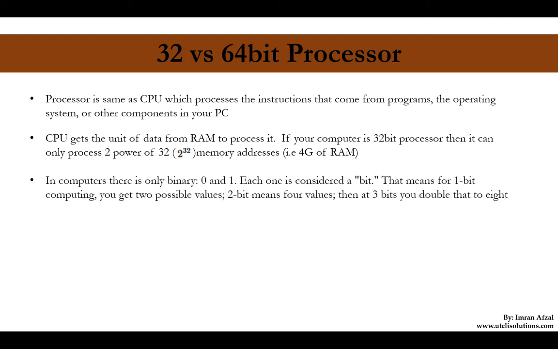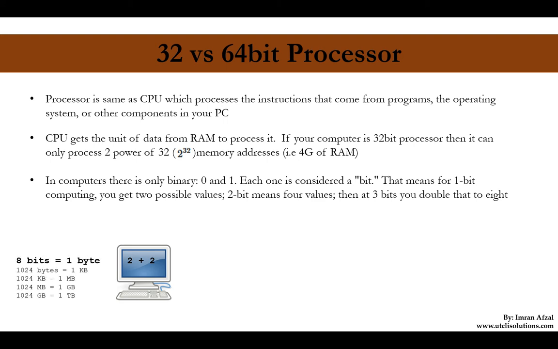All right. Now, in computers, there is only binary. We know that. It's only 0 and 1. Each one is considered a bit. That means for 1 bit computing, you get two possible values. 2-bit means four values. Then at 3 bits, you double that to 8. All right, let me put it in a graphical way. So the picture speaks 1,000 words, right? So we have our computer, and we want our computer to do the computation of 2 plus 2.